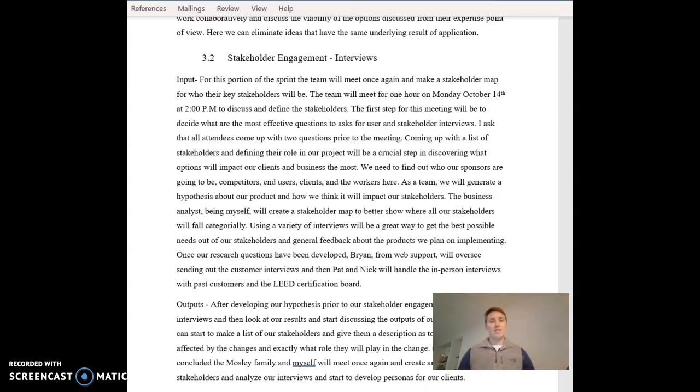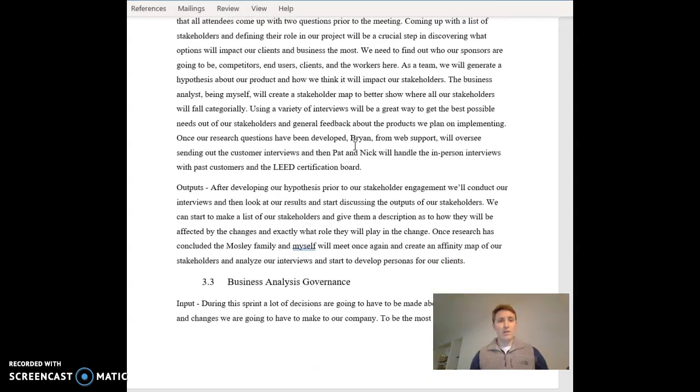Stakeholder engagement is the next step of this process. For the inputs on that, we're going to want to meet again and discuss user interviews and questions that we can ask our stakeholders to get more feedback on what we will need to do in order to make this solution a reality. We're going to have to be thinking about our stakeholders when we develop these questions and really keep in mind the LEED certification that we want to achieve during this process.